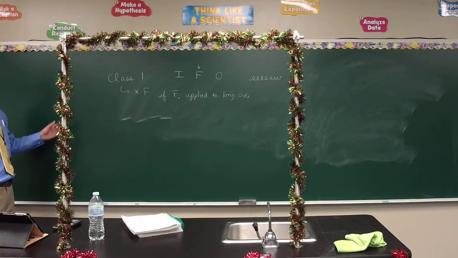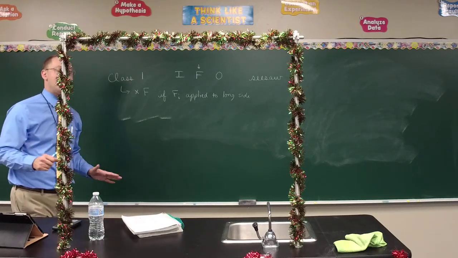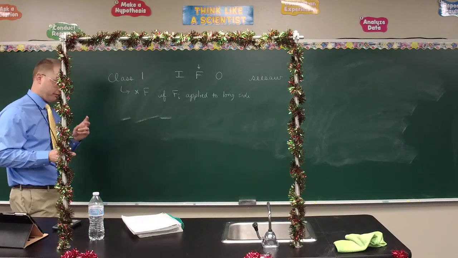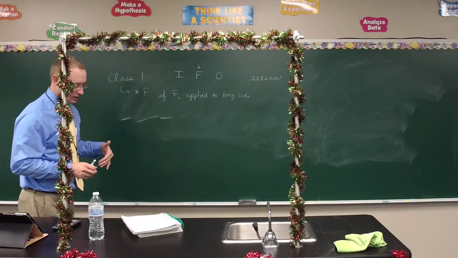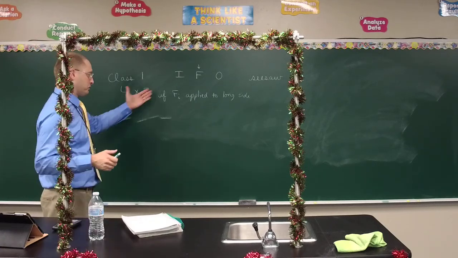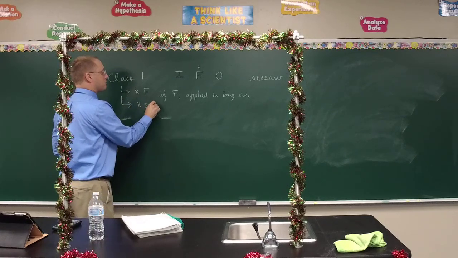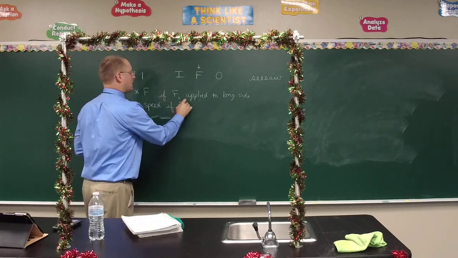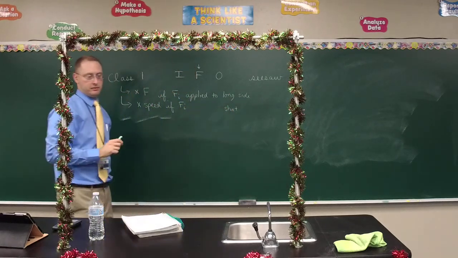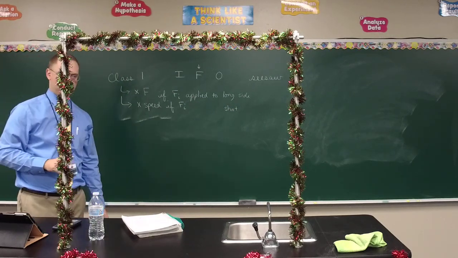All right. If the force is applied to the long side, for instance, in the case of the farmer and the tree stump, he put his force on the longer side of the pry bar, so that multiplied his force. However, a class 1 lever can also multiply speed if the input force is applied to the short side.